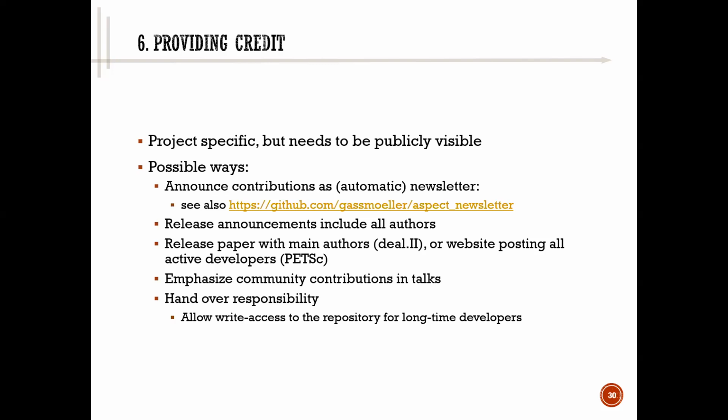It checks the merged pull requests for a software project and then sends out an email to a mailing list that has the titles and the authors of those pull requests. Other possibilities are release announcements that include all of the authors that have contributed to this release, which is something that, for example, the deal.II project does. You could have release papers that include the main authors. This is a conventional approach. You could have a website that lists all of the active developers.